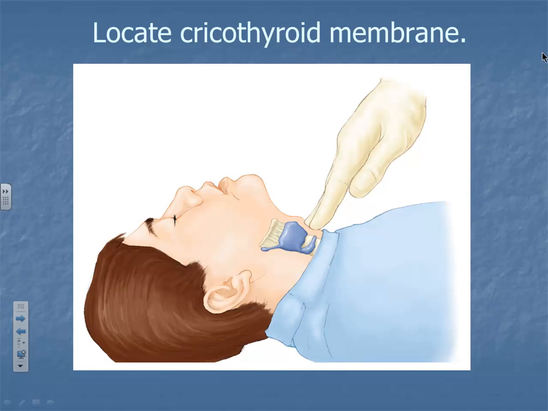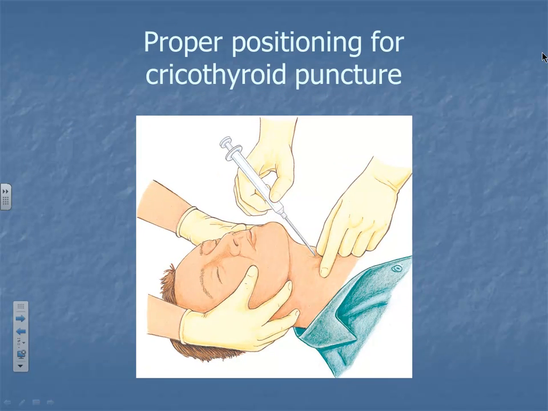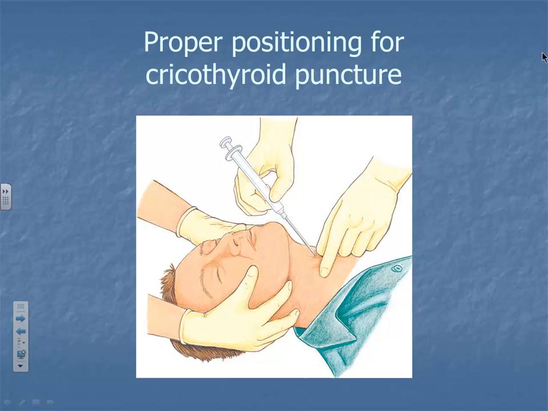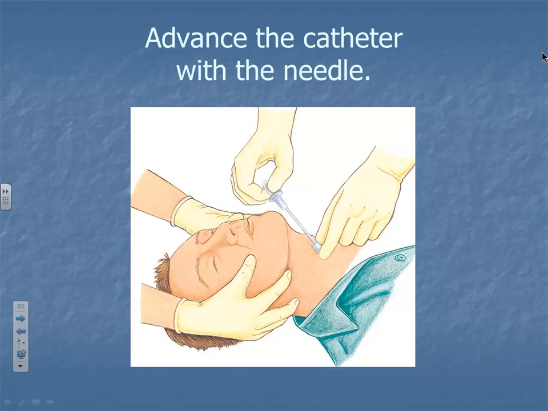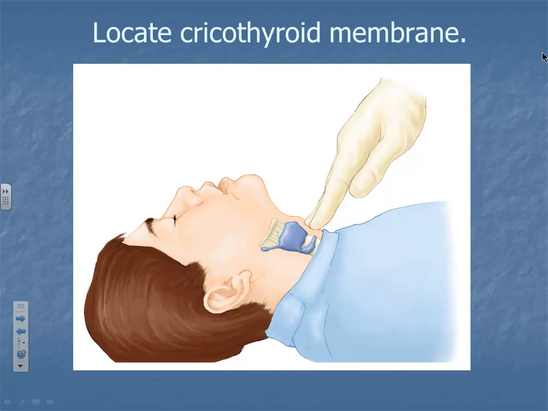All right, now this was just a regular crike. Do they have a special name for it? No. Okay. This is where you're just going to use the little syringe and do it that way. The open crike is going to be where you use the scalpel and you make a cut. It's a little bit more challenging, but you really get a better airway doing it that way.